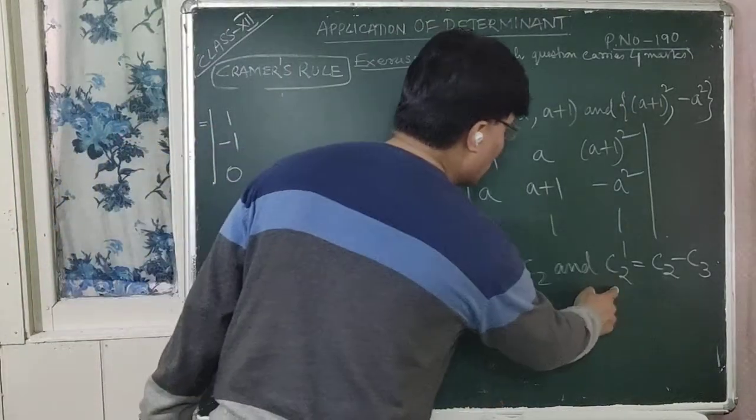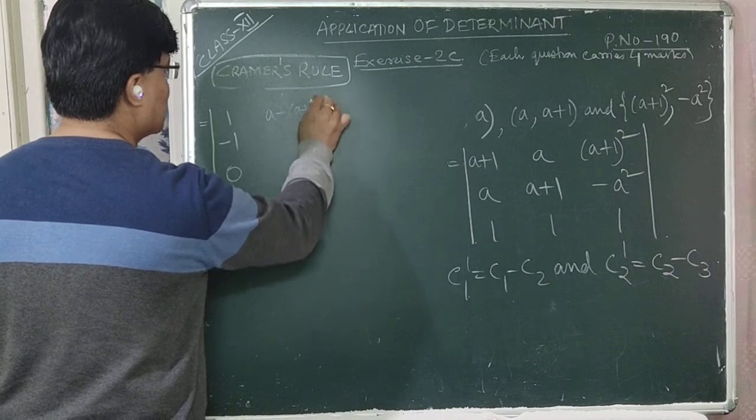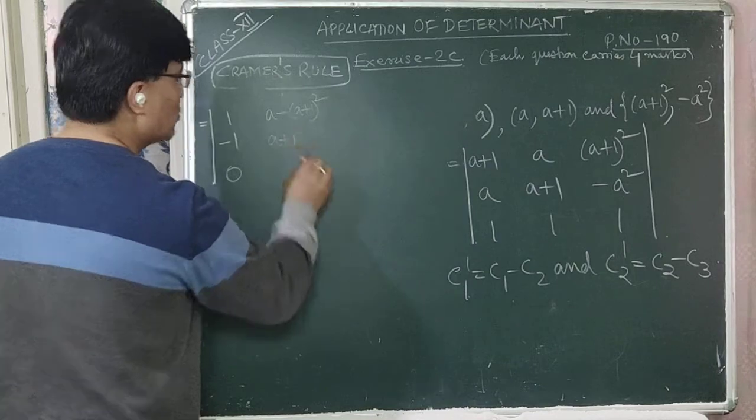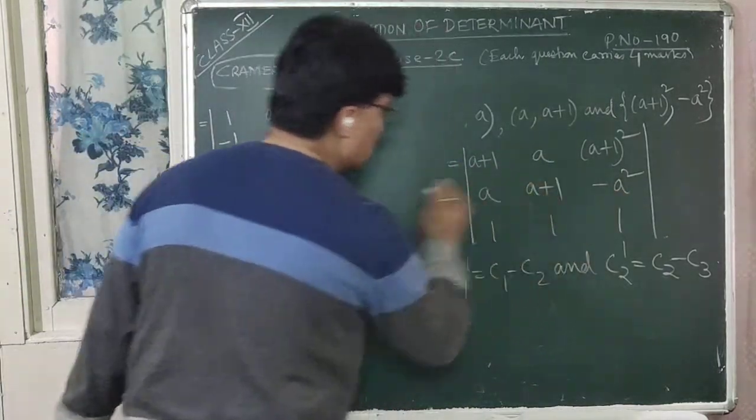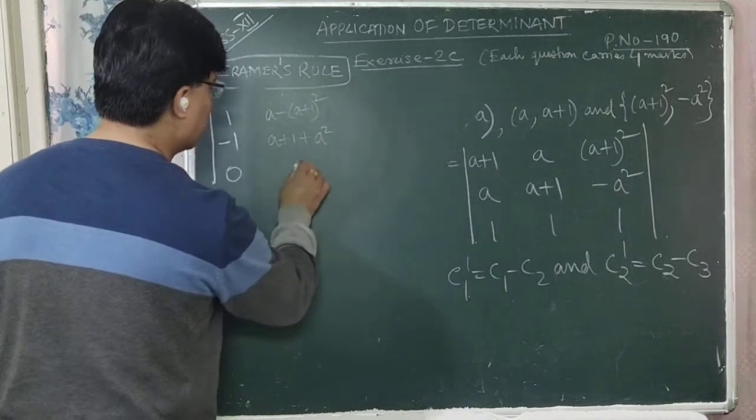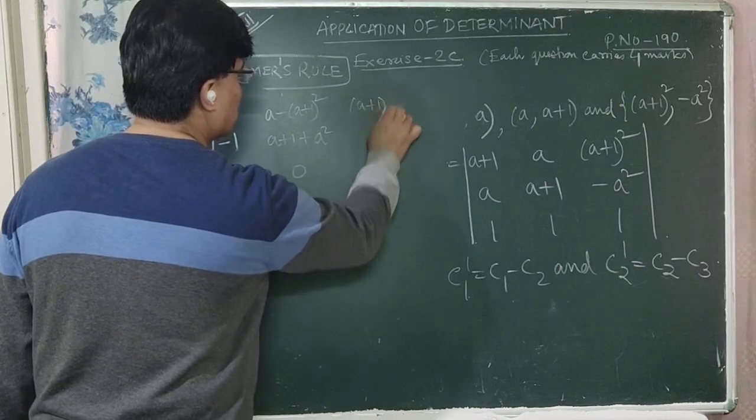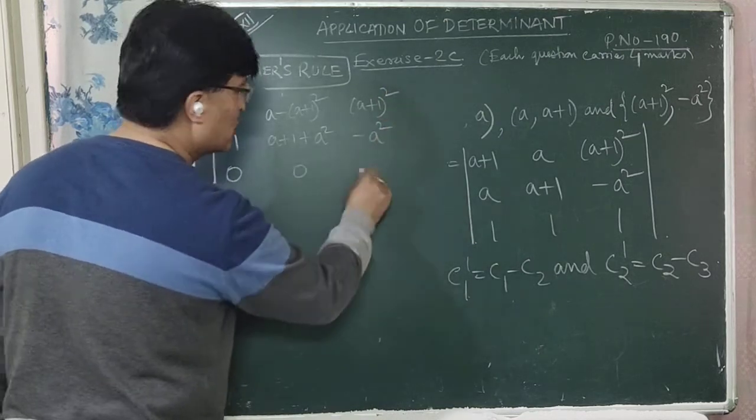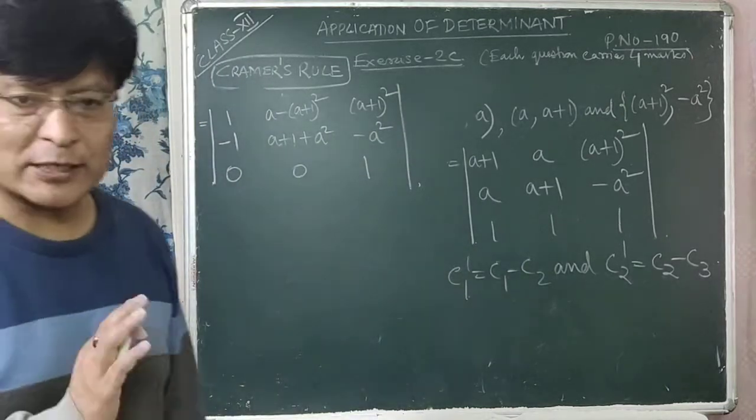What is the new second column? That is a minus (a plus 1) whole square. Then comes (a plus 1) minus, minus plus a square. These two are subtracted. And what is C2 minus C3? That is 0. The third column remains the same. That is (a plus 1) whole square, then comes minus a square, then comes 1. Right?